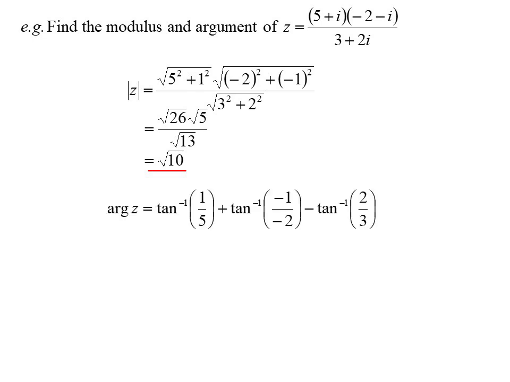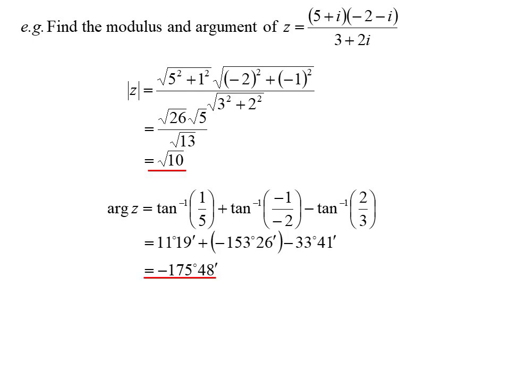The argument for this one's a little bit more fiddly because I don't have exact values. But it'd be the inverse tan of 1 on 5 plus the inverse tan. Notice I didn't write it as a half. I wrote it as minus 1 on minus 2 to remind myself they're both negative. Therefore, I'm in the third quadrant, aren't I? That'll be the third quadrant. So I'm looking for a negative obtuse angle there. And then the last one, minus the inverse tan of 2/3.